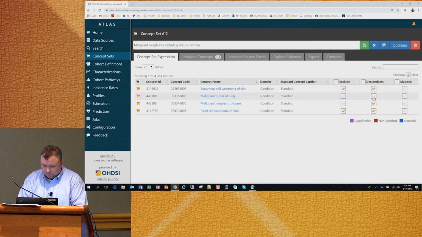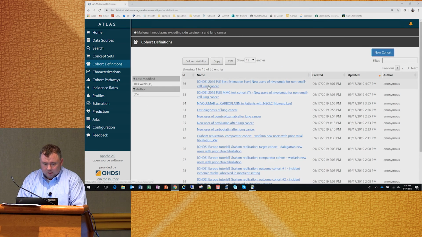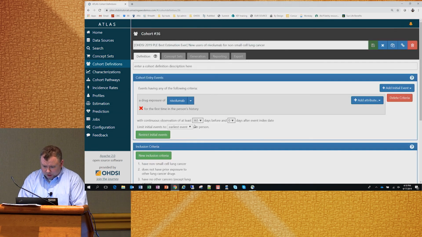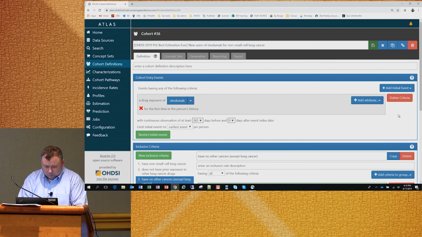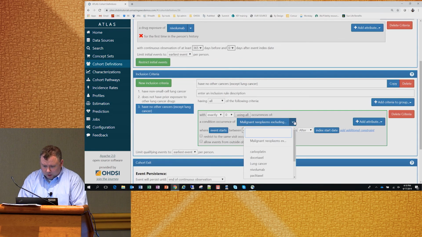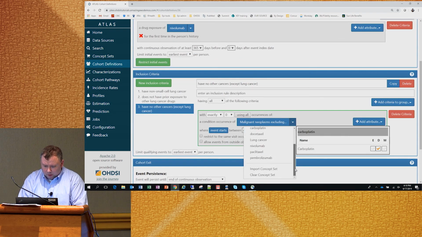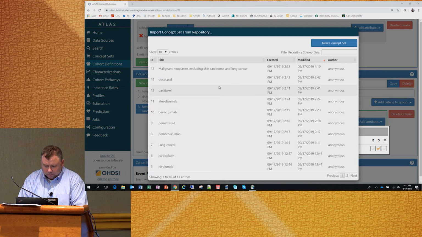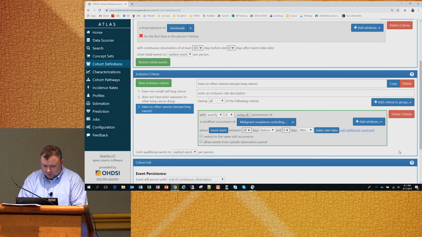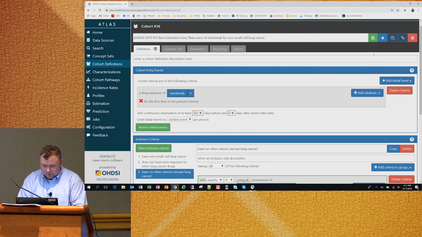So what I'm going to do is say exclude that guy, and then excluding it and lung cancer. So this concept set now is more specific about what it is. And then if I go into my cohort definition, best ever, no other cancers, I just got to swap out this concept set to say excluding skin carcinoma and lung cancer.